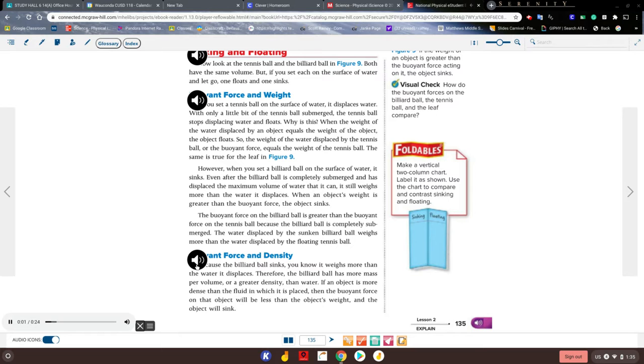Buoyant force and density. Because the billiard ball sinks, you know it weighs more than the water it displaces. Therefore, the billiard ball has more mass per volume, or a greater density, than water. If an object is more dense than the fluid in which it is placed, then the buoyant force on that object will be less than the object's weight, and the object will sink.